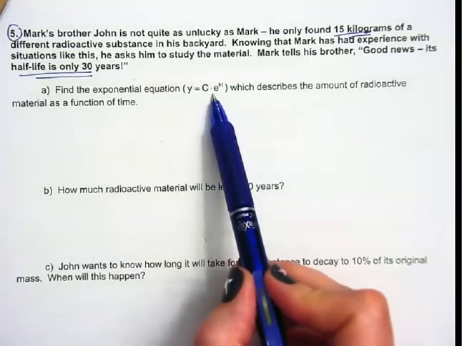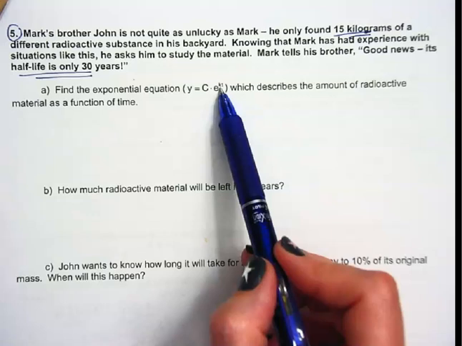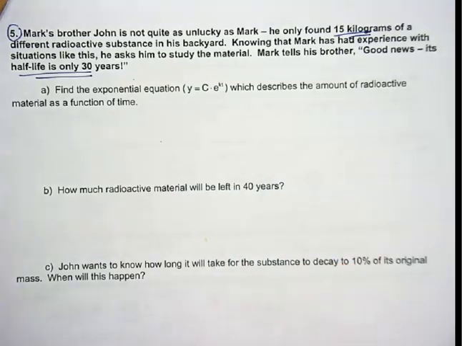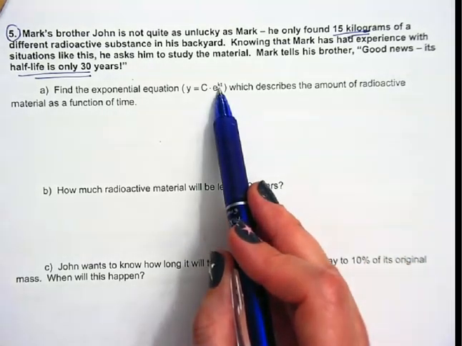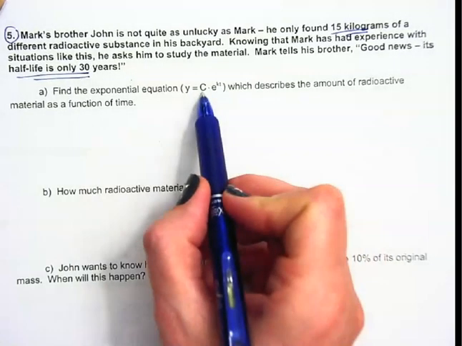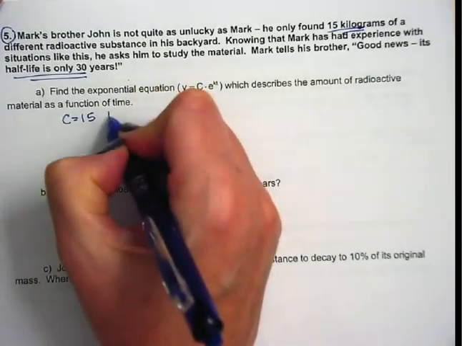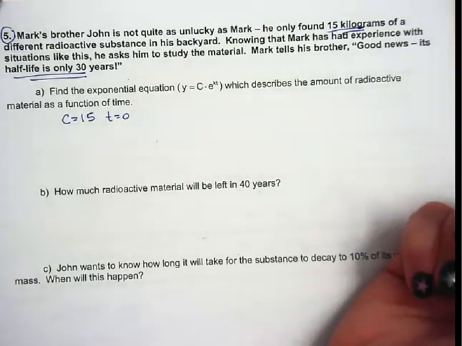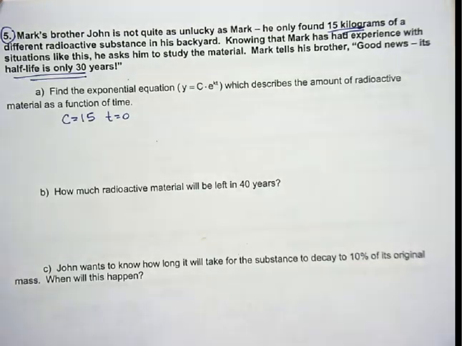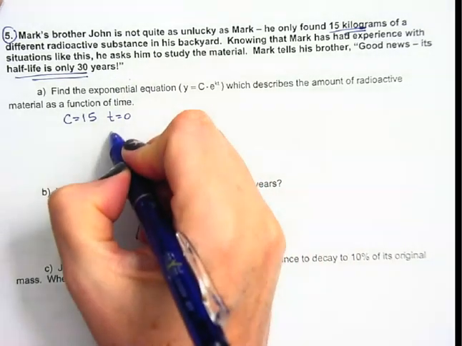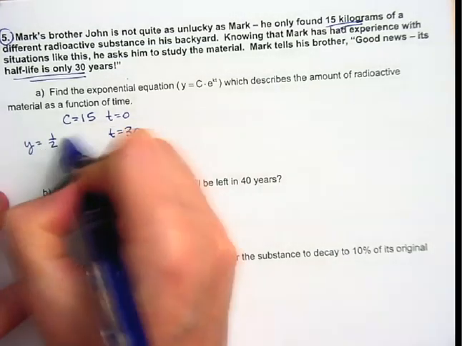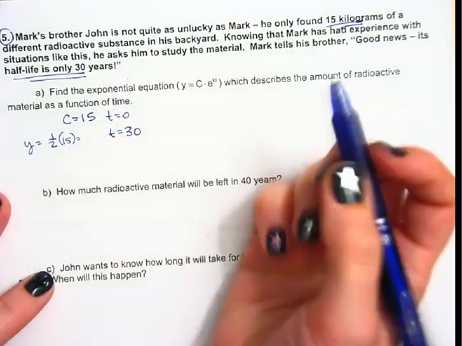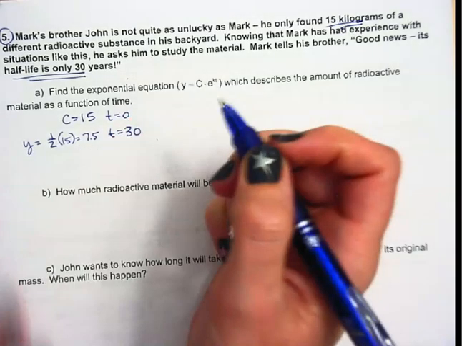Now notice this is the same equation as before, and the K value is what is going to create the growth or decay situation that we need. So we have to start like the other problem and figure out what K is first. So remember that C is the initial amount. So C is 15 when time was 0. And we know that it has a half-life of 30 years. So when T is 30, the Y value there is half of whatever 15 is. That's what a half-life is. So we take half, which is 7.5.